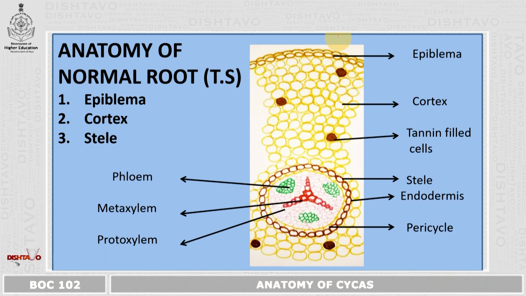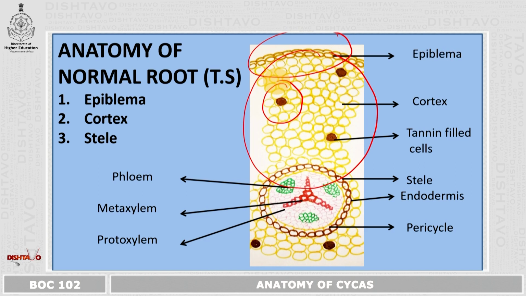The outermost layer is known as epiblema, which is one cell in thickness, made up of compactly arranged thin-walled cells. Following the epiblema is the second region known as cortex, which is multi-layered in thickness, made up of thin-walled parenchymatous cells. Some of the cells are tannin-filled cells.